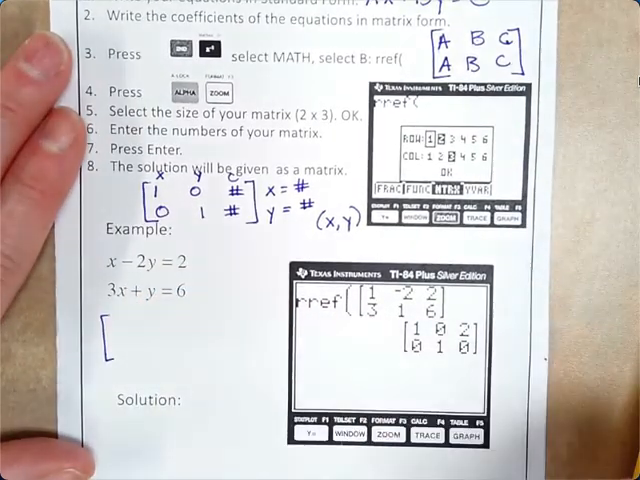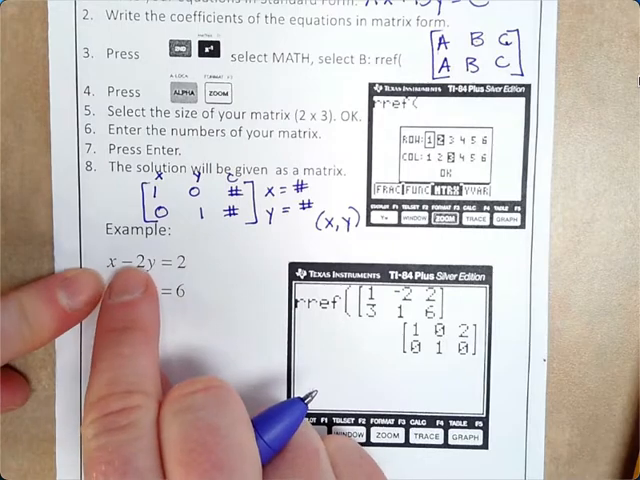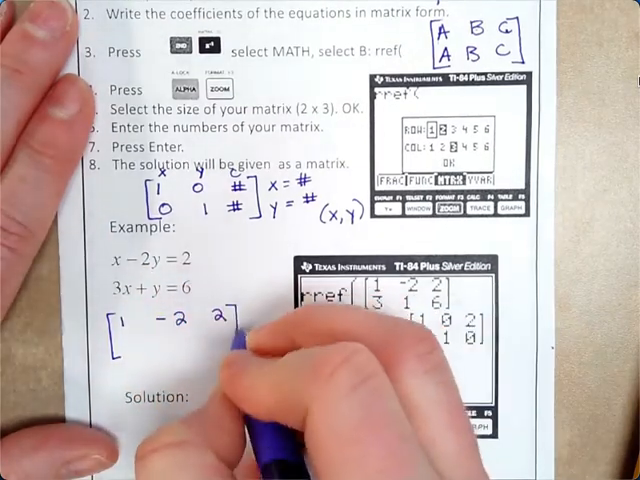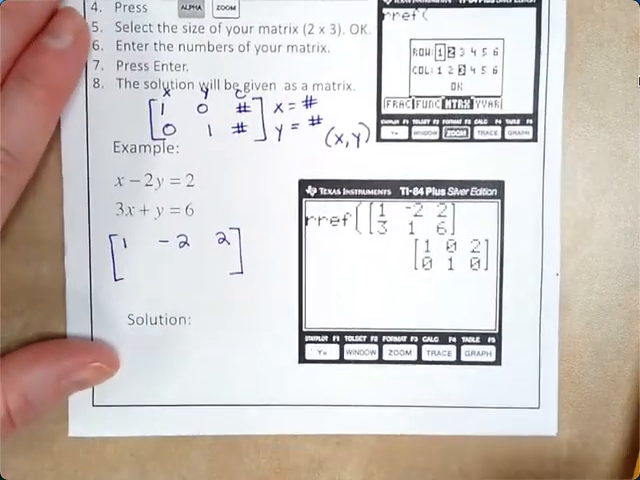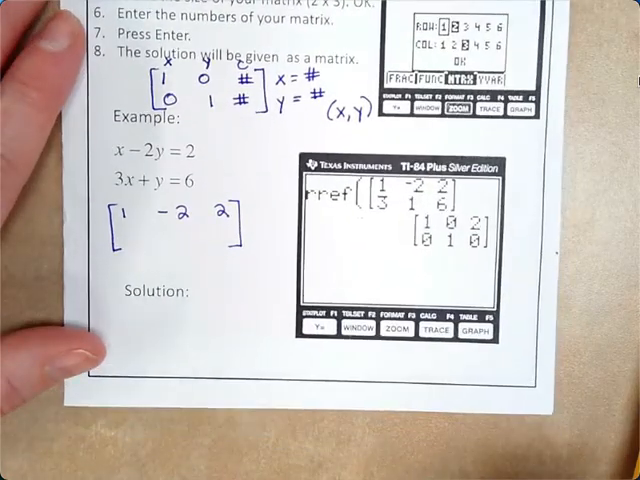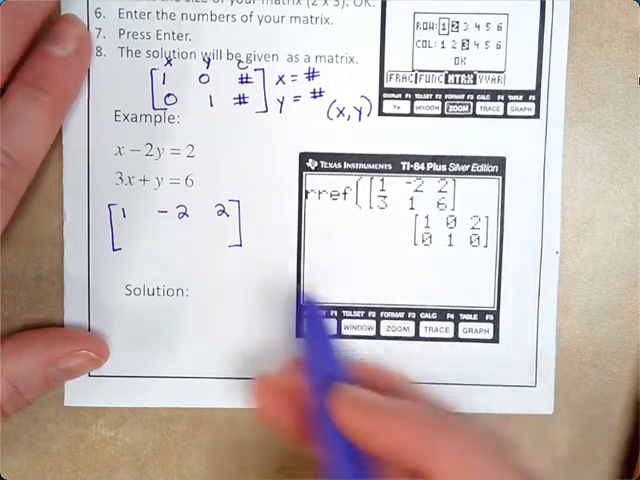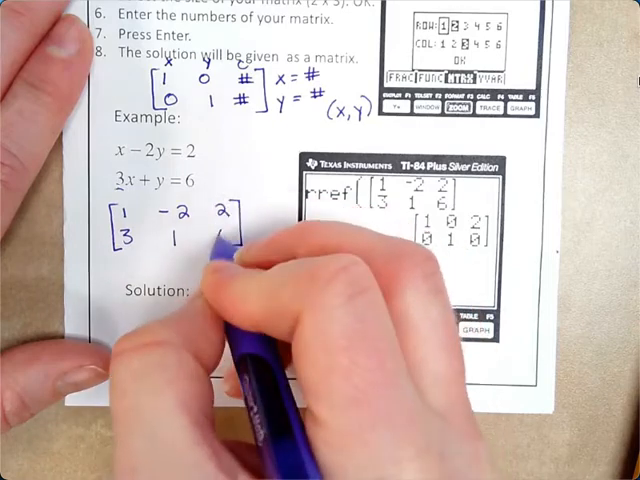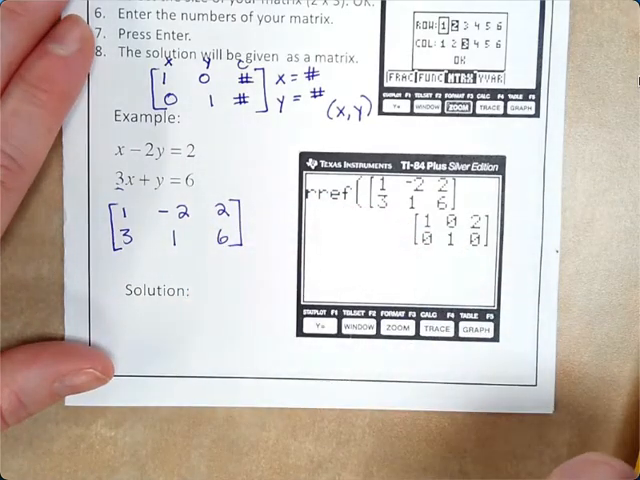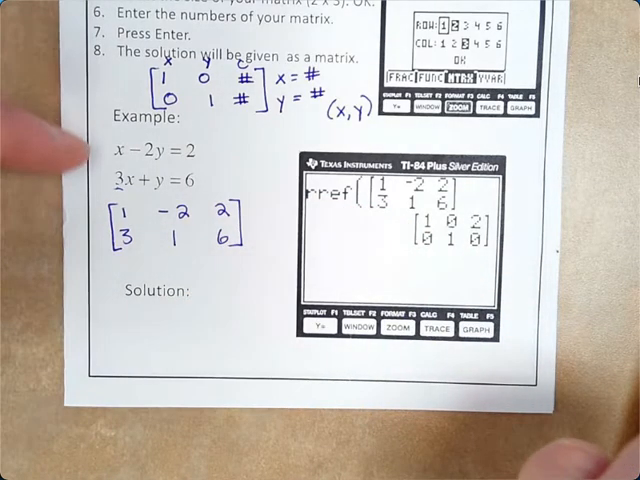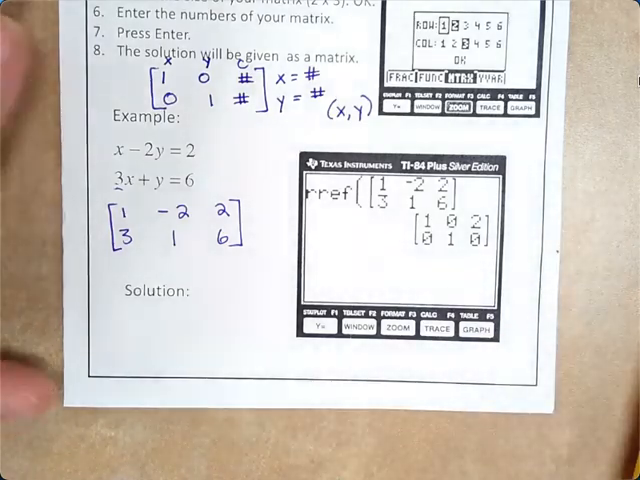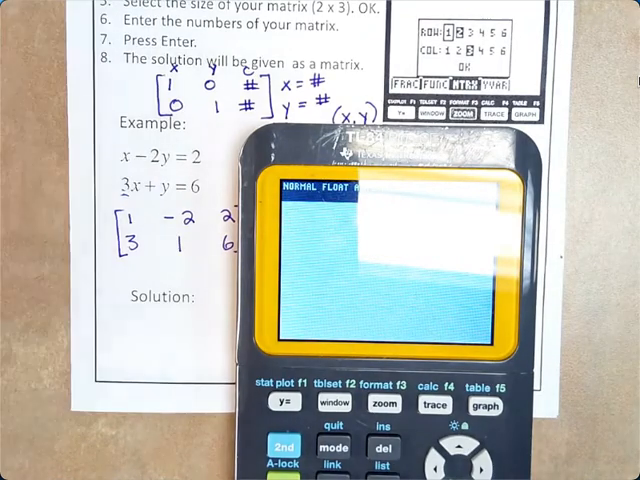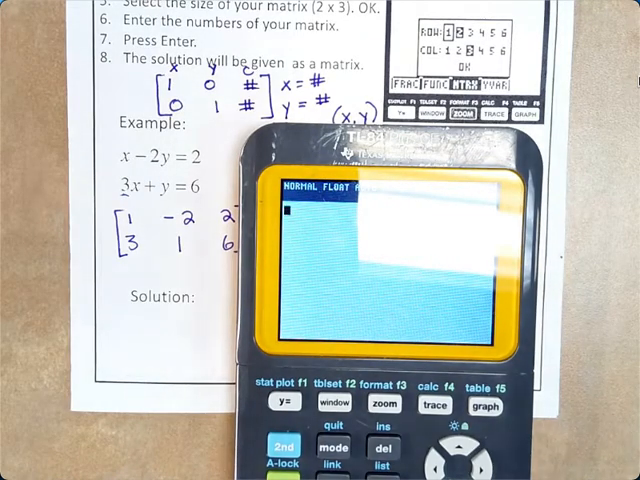So we only need the coefficients. So of equation 1, we have 1, -2, and 2. So that's row 1. Row 2, we write our coefficients. So that'd be 3, 1, and 6. It has to be in standard form in order to do this. So now let's clear this out because we just need to start fresh. Because I want y'all to practice going through all the steps.